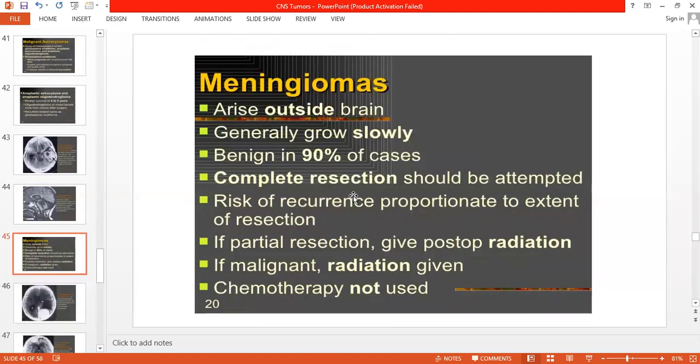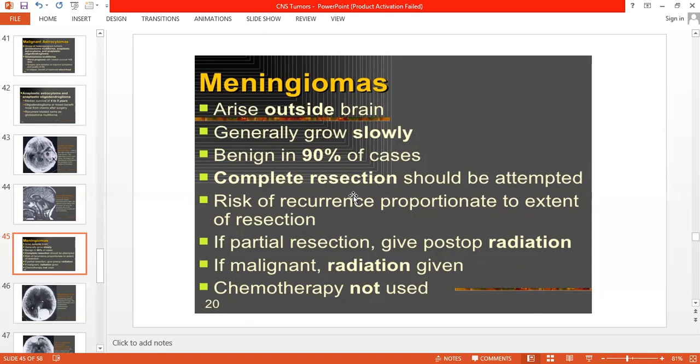Meningiomas arise outside the brain. That's why they're also called extraaxial. Generally they grow slowly. Benign in 90% of cases. Complete resection should be attempted. Risk of recurrence is proportional to the extent of resection. In partial resection, give a course of radiation. If malignant, radiation is given; chemotherapy is not used.